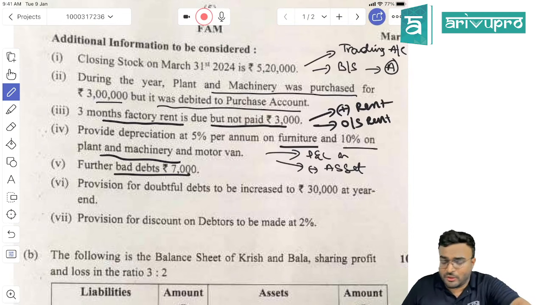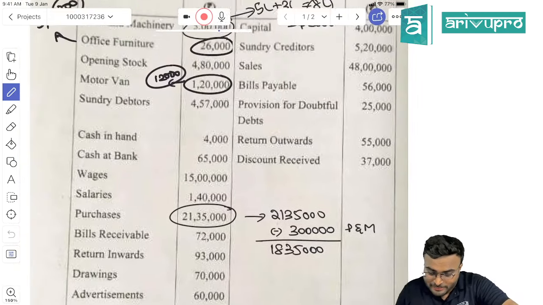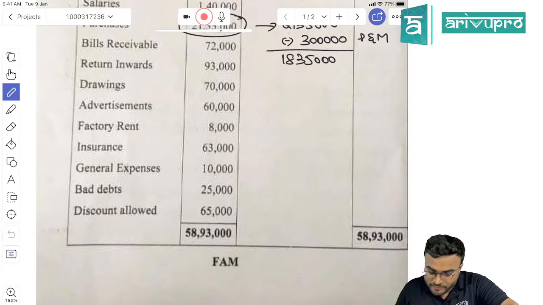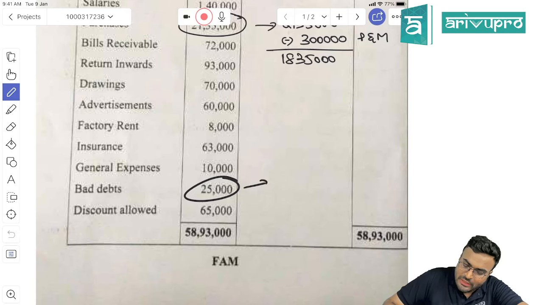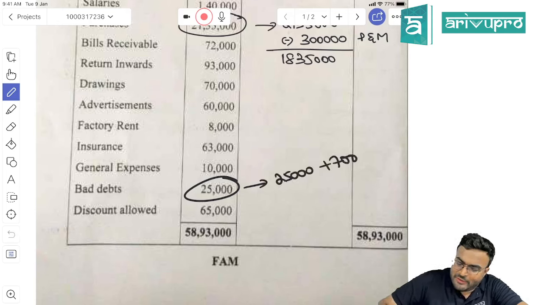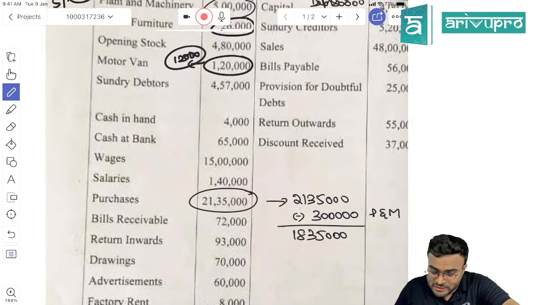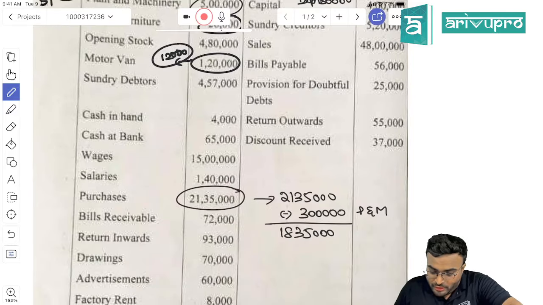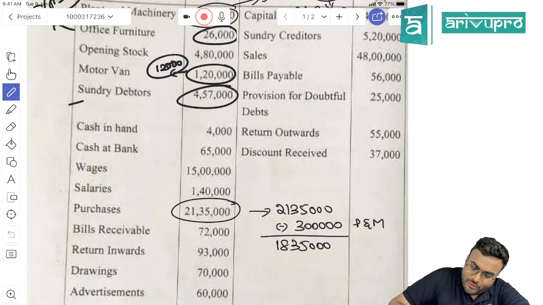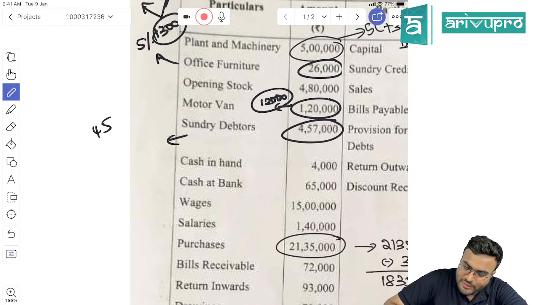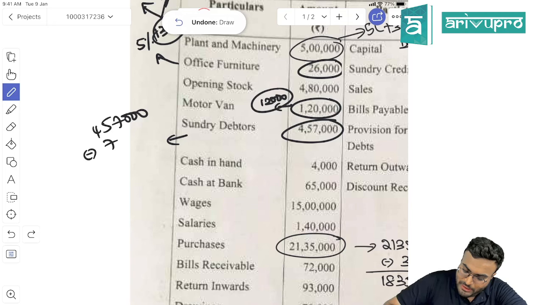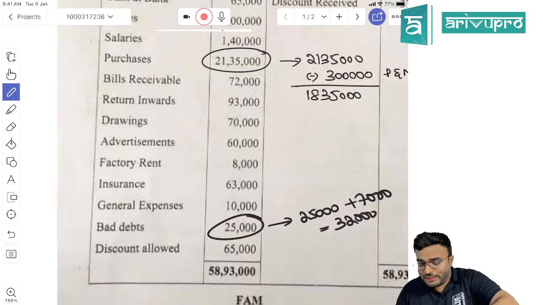Further bad debt, 7,000. Why did they tell further bad debt? That means already bad debt is there in the question. Can you see bad debt over here? 25,000. So now in P&L, bad debt will be 25,000 plus 7,000. This is going to be 32,000. But debtors, what you are going to do? Debtors, 4,57,000 minus 7,000. Now your debtors will be 4,50,000.